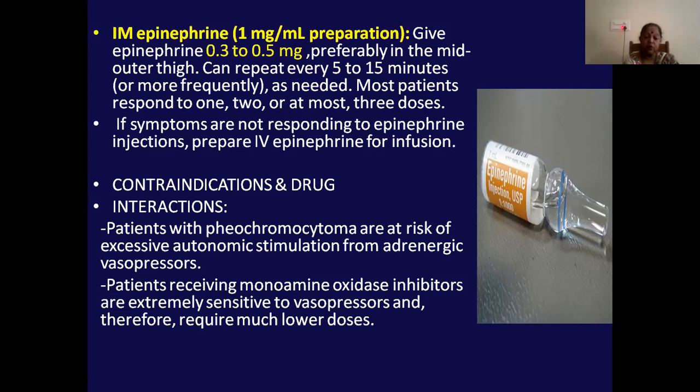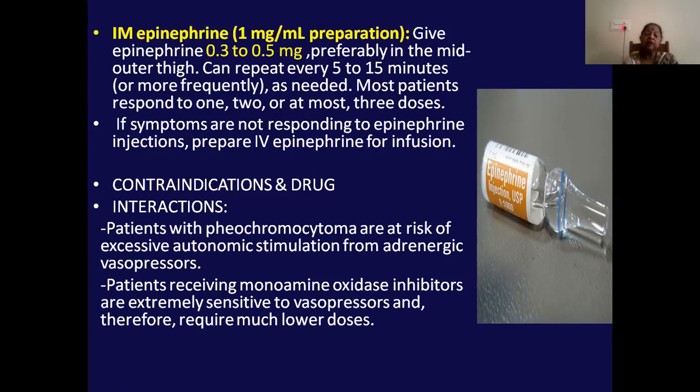You should also know about the contraindications and drug interactions. Patients with pheochromocytoma are at risk of excessive autonomic stimulation from adrenergic vasopressors. Patients receiving monoamine oxidase inhibitors are extremely sensitive to vasopressors and therefore require a much lower dose.